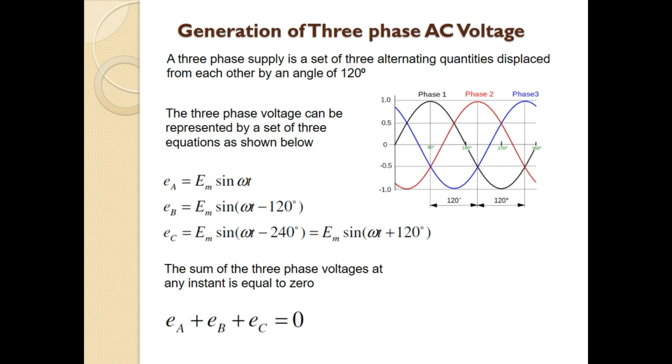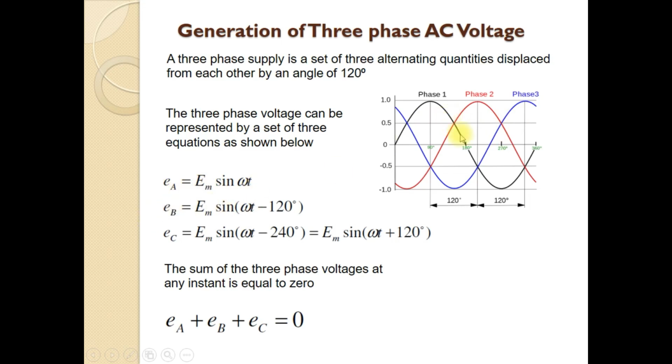If you represent those waveforms in equation form, take phase 1 as reference. Any phase can be taken as reference, but here we are taking this voltage as reference. So it can be represented as EA equals EM sin omega t, where EM is the amplitude of the waveform. In a balanced system, the amplitude of all three waveforms will be the same. So the first waveform is EA equals EM sin omega t.